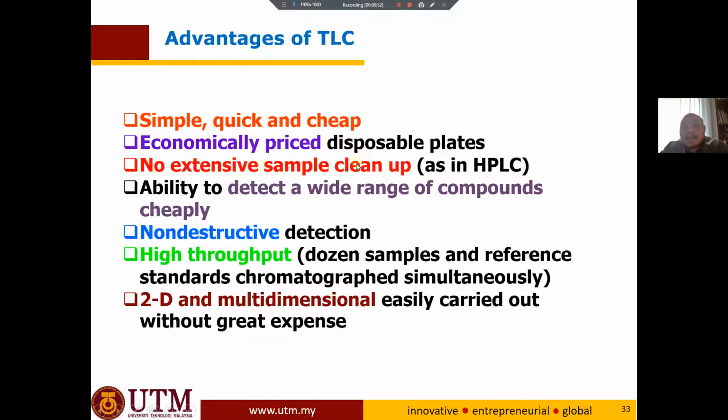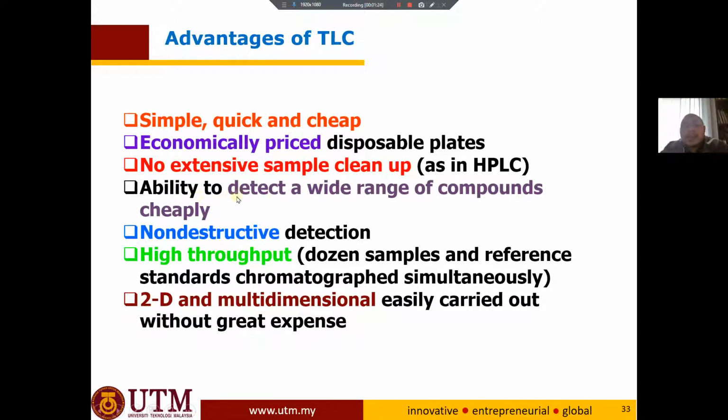Okay, no extensive sample cleanup. In HPLC we need to perform a very good sample preparation. We want to avoid background appearing in the chromatogram, and the other thing we want to avoid is our instrument being damaged. So we need to prepare our sample very carefully. But in the TLC, the sample preparation is not that particular.